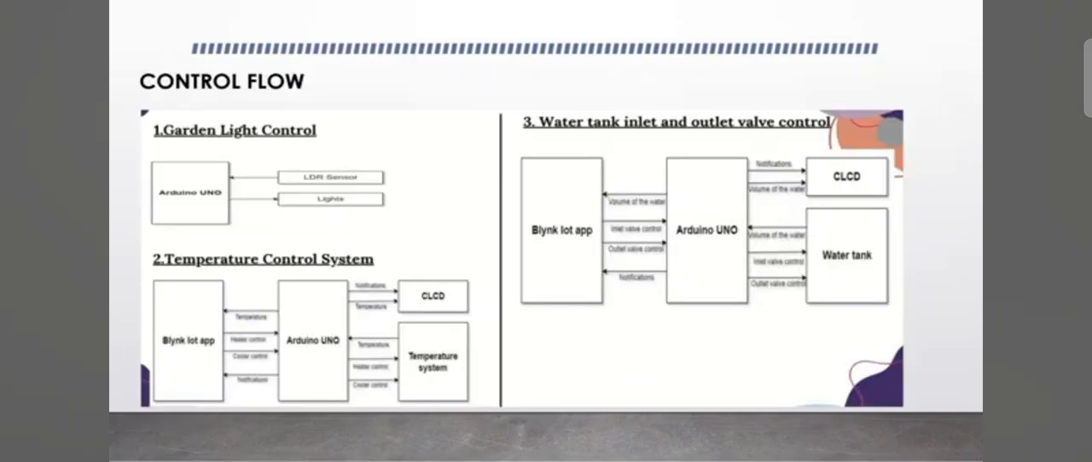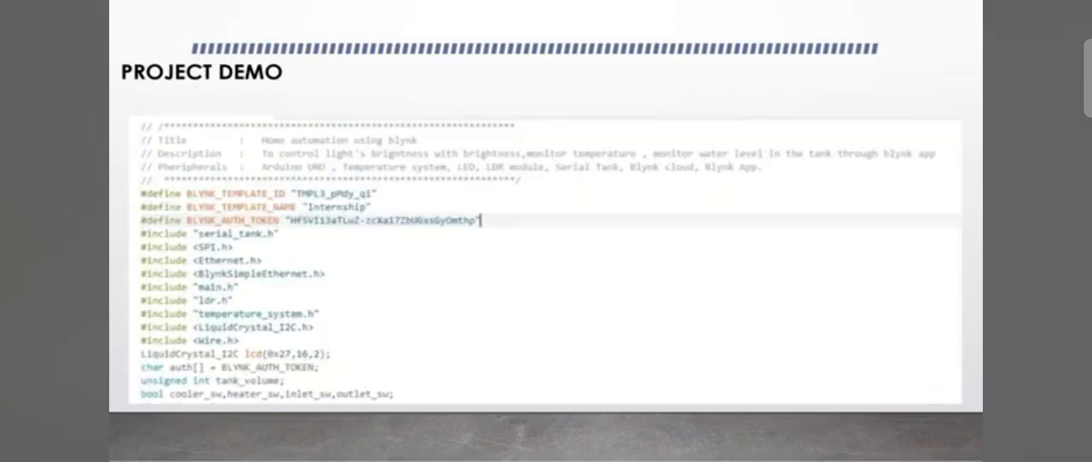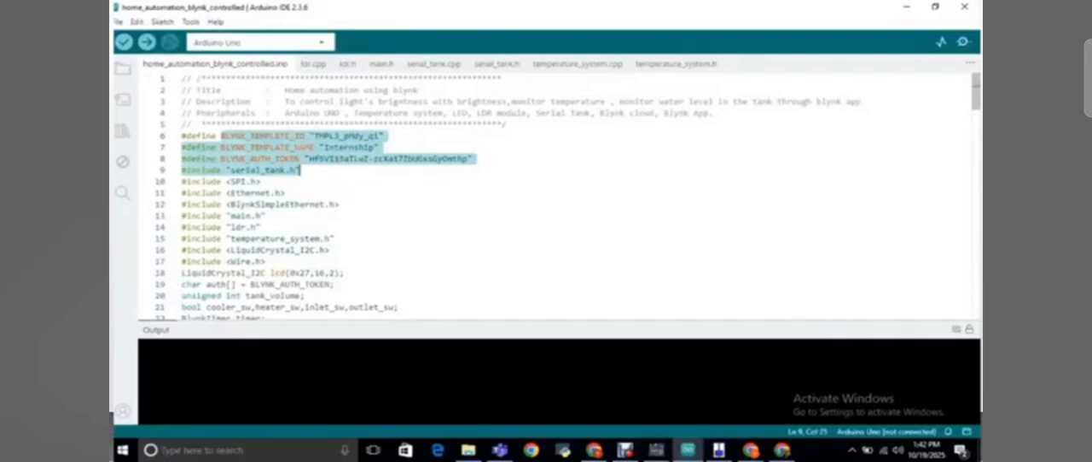This is the control flow in our project. And next, this is our project demo. It shows the minimum basic code for our project. And next, we look into the code.